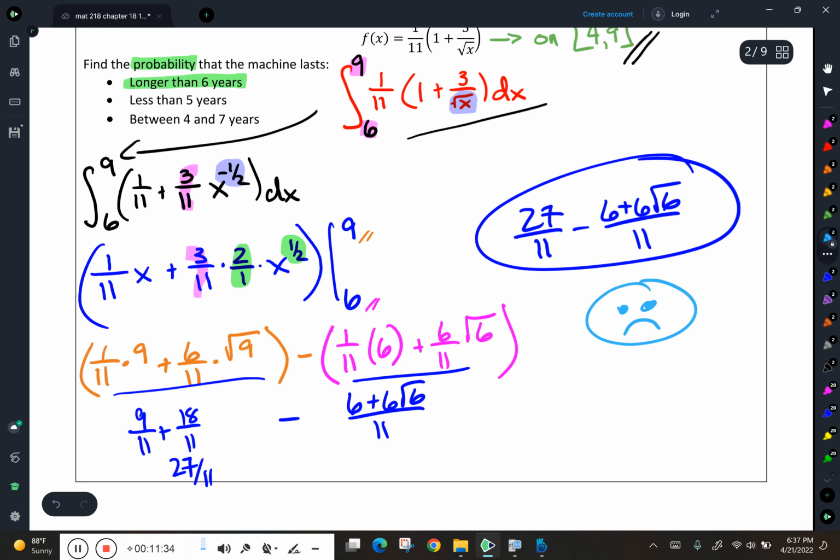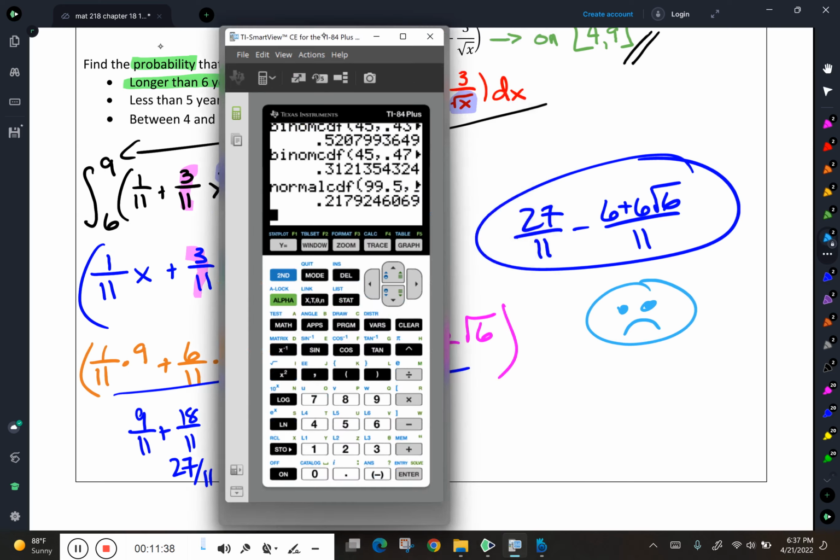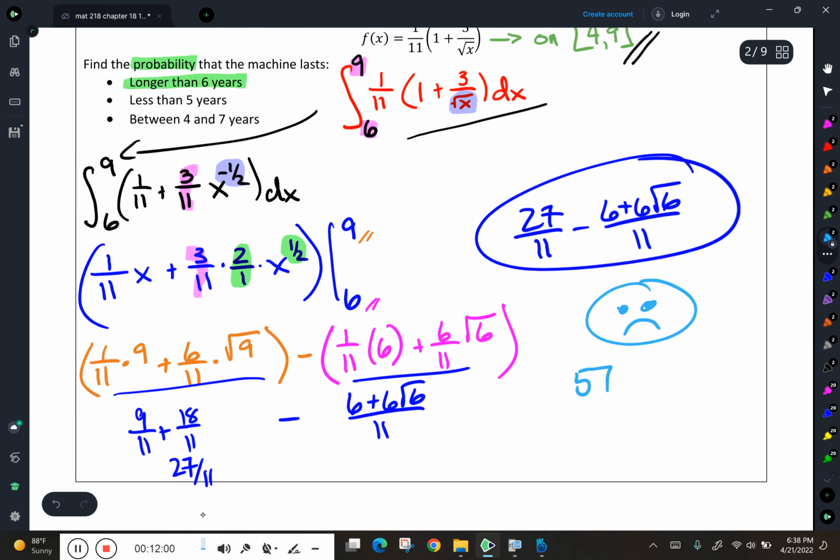But that's a horrible number. I'm going to need a calculator to evaluate that. But if I'm going to end up evaluating it in the calculator, so 27 divided by 11 minus the quantity 6 plus 6 root 6 divided by 11, I get 0.573. So a 57.3% chance that this machine will last longer than 6 years.